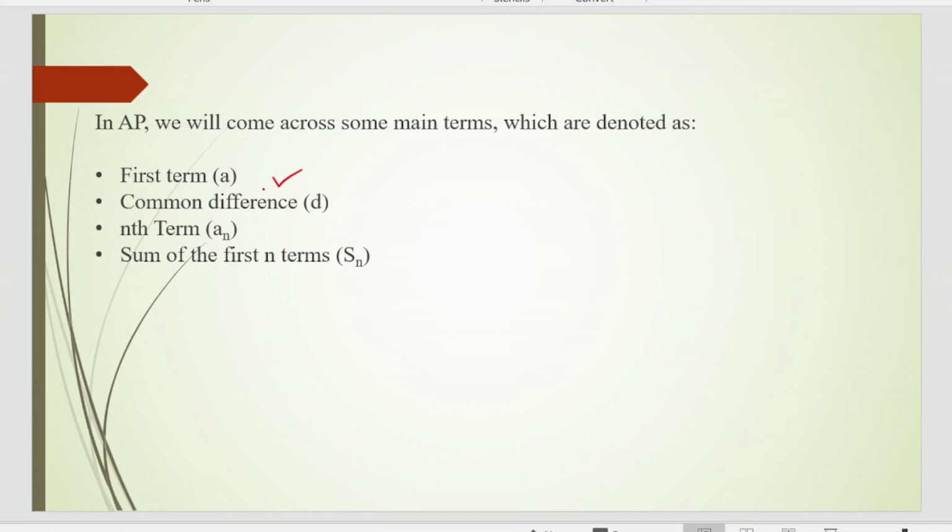So, see here, in this chapter you will be coming across a few terms. That is the first term, which is denoted with A, and the common difference, which is denoted with D, and the nth term of an AP. Okay, we will be finding the nth term of an AP. It is denoted with AN, and the sum of the first n terms of an AP is denoted with SN. We will be seeing this as well. Okay.